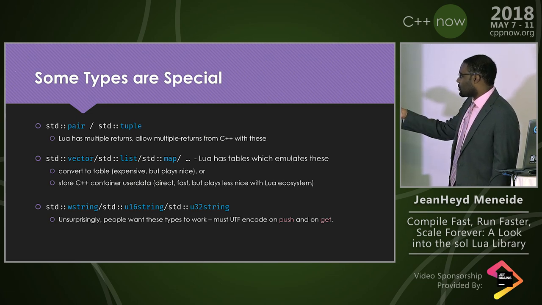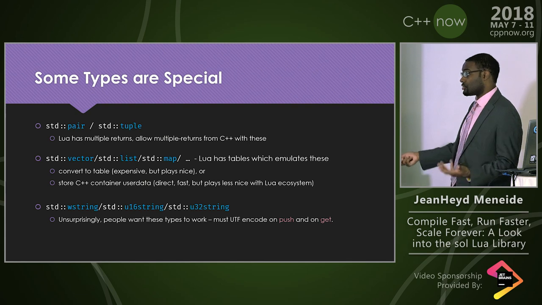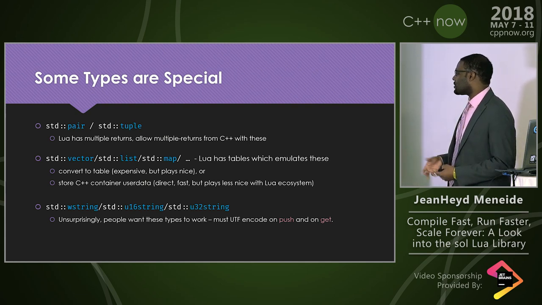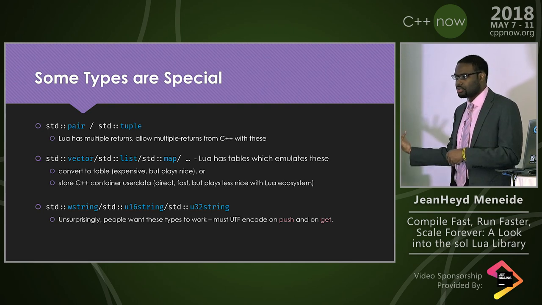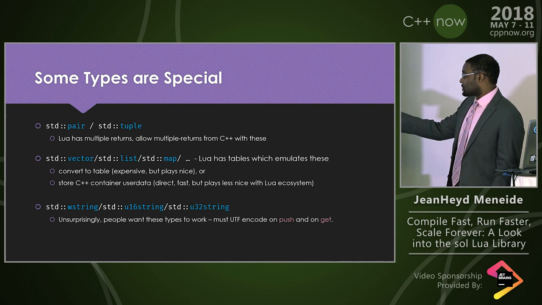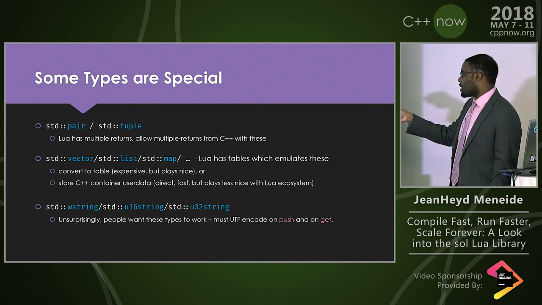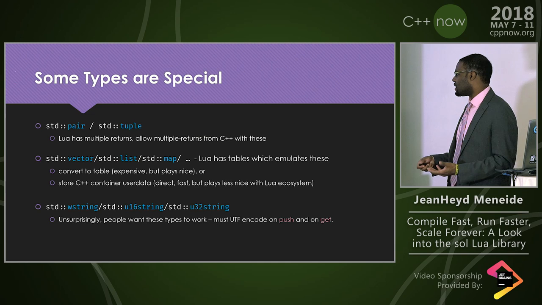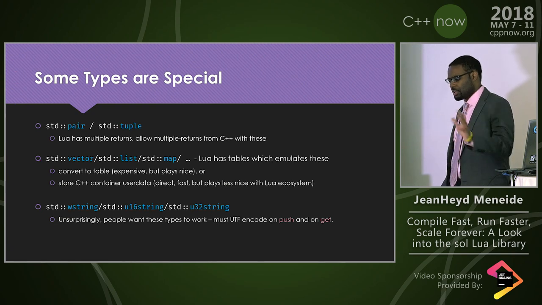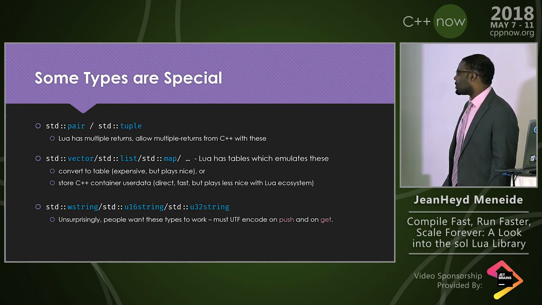We also have ways to mess with vector, list, and map and all the other C++ containers. There are two ways of handling these. There's the expensive convert-to-table way, and then there's the way where we store it as a user data, and then set up this metatable where we make it feel like a table, even though it's not in Lua. Ultimately, we chose the second option because it's direct and faster. It plays a little less nicely with the Lua ecosystem, but later versions of Lua introduced nice overrides into the system. So this is only a problem if you're using an older version of Lua that came out in like 2005, like Lua 5.1. You would be surprised how many people actually use that. It's never going to die, and it's very sad, but you have to deal with it.